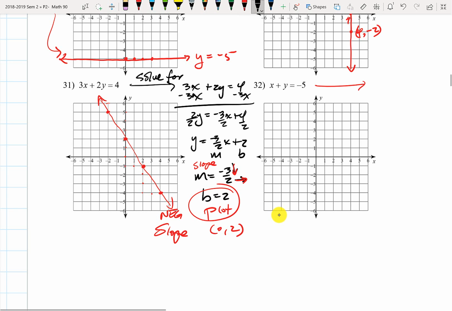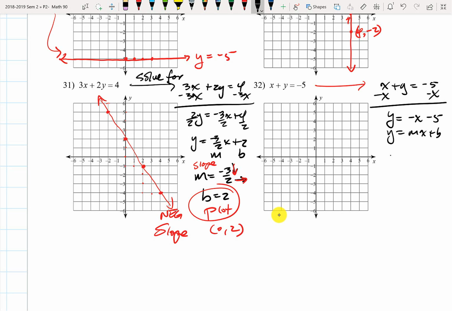Okay, now the same thing here. When you have x plus y is equal to negative 5, you subtract x first or add the opposite, and you get y is equal to negative x minus 5. So if you compare to slope-intercept form, you see that the slope is negative 1, which is negative 1 divided by 1. So you're going to go down 1, right 1. All right, starting at b, which is negative 5.